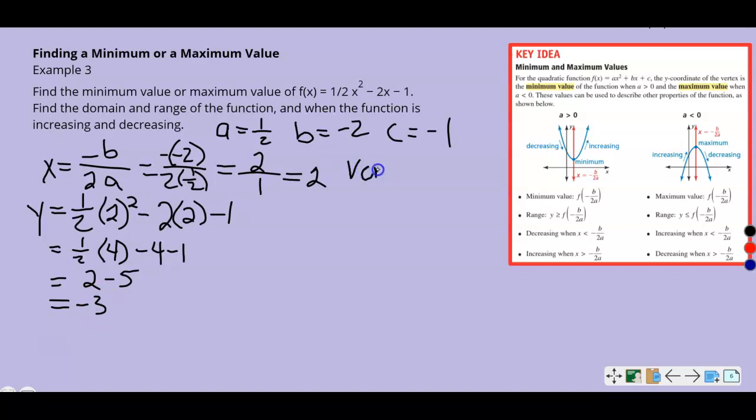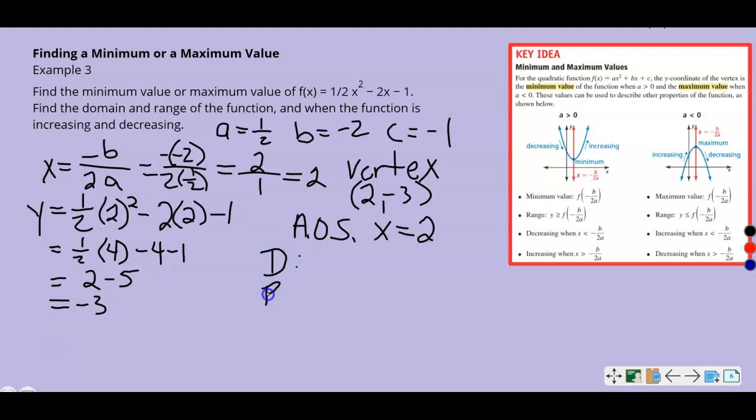So we can say the vertex is (2, -3). We know the axis of symmetry goes through the x of the vertex. So x equals 2 is your axis of symmetry. Now find the domain and range. The domain is all of your x values. It's a parabola and it has arrows on it going left and right continuously. So that means it's going to be all real numbers.